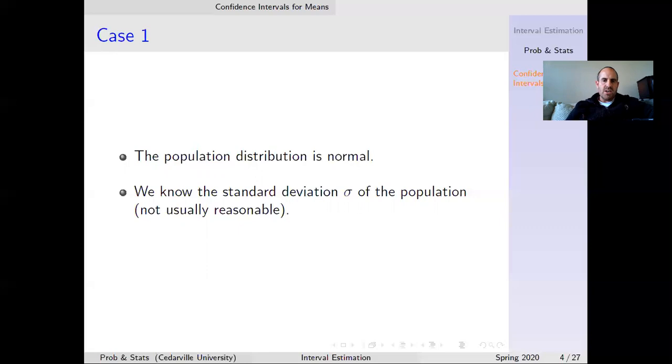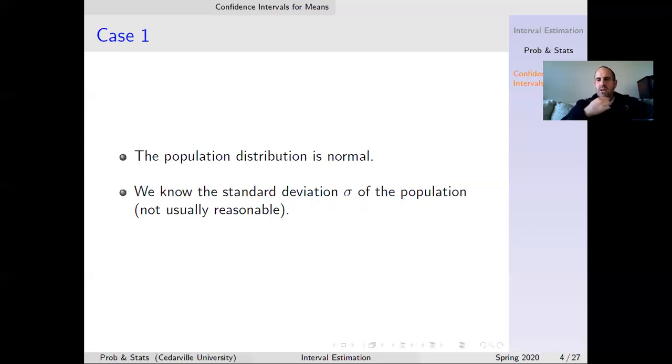So here it goes. Here you kind of know that the underlying population distribution is normal. Okay, you just know the shape of it, but you don't necessarily know what the mean is. Okay, but you do know the standard deviation, which sounds crazy. Why would you know the standard deviation if you didn't know the mean? But you'd be surprised how often that happens.